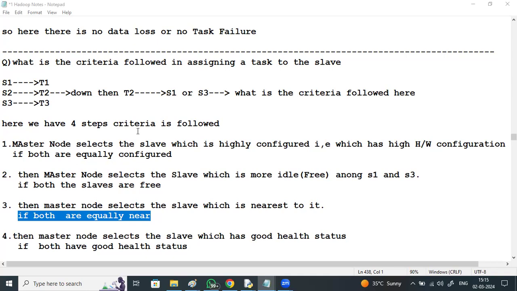If the name node is down, we have a secondary name node available, but from Hadoop 2 onwards, we have multiple name nodes available.